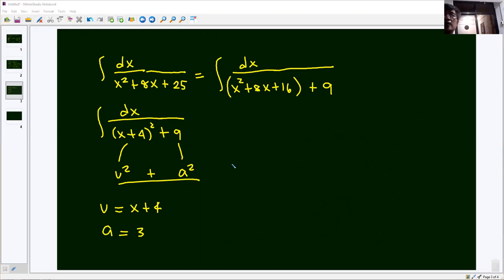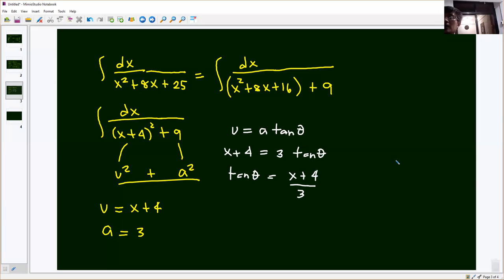Ang sabi, i-let u natin si a tan theta, right? So if u is a tan theta, ang u natin dito x plus 4. Ang a natin 3. So tan theta follows x plus 4 over 3. So in your triangle, obviously tangent, ito yung angle, opposite si x plus 4, adjacent si 3, right? So if you do the Pythagorean, lalabas na yung square root of x squared plus 8x plus 25.